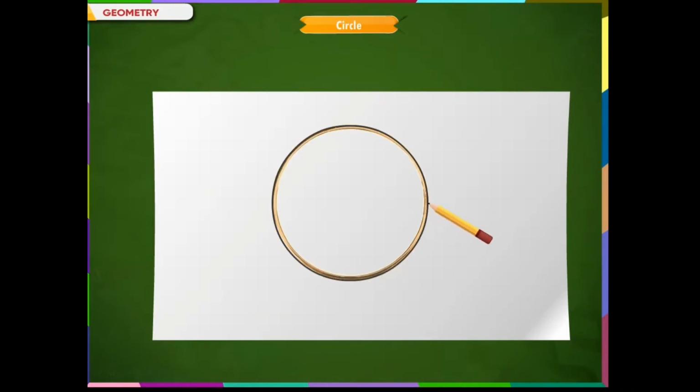Take a bangle and place it on a sheet of paper, and starting from a point, move the pencil along its curved edge. We get a closed curve, and this closed round curve is called the circle.